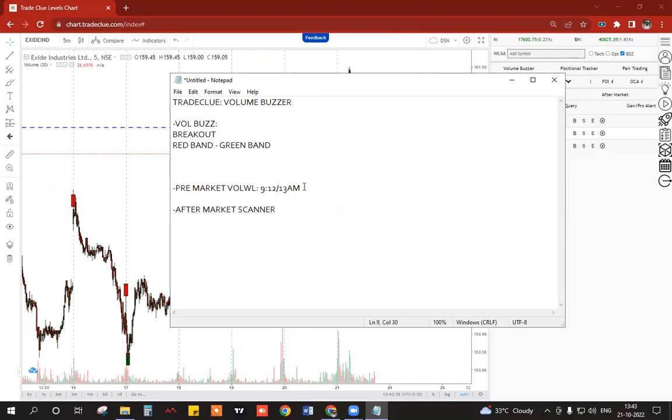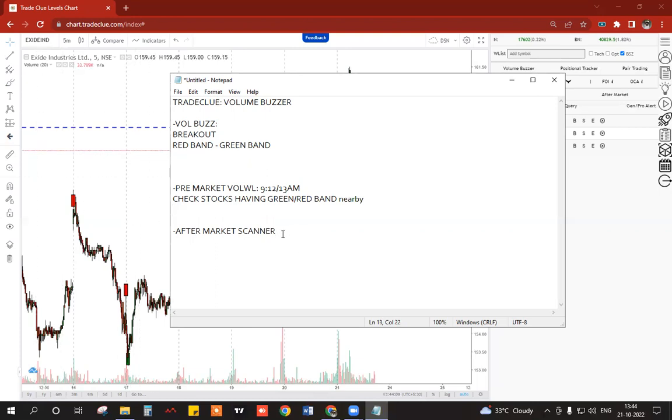Out of which I need to check stocks having a green or red band nearby. Why nearby? Because it shouldn't be like 5 or 6% away. Otherwise that mostly won't be breached, or even if it touches that particular structure, still the trade won't be favorable as per the risk reward basically.